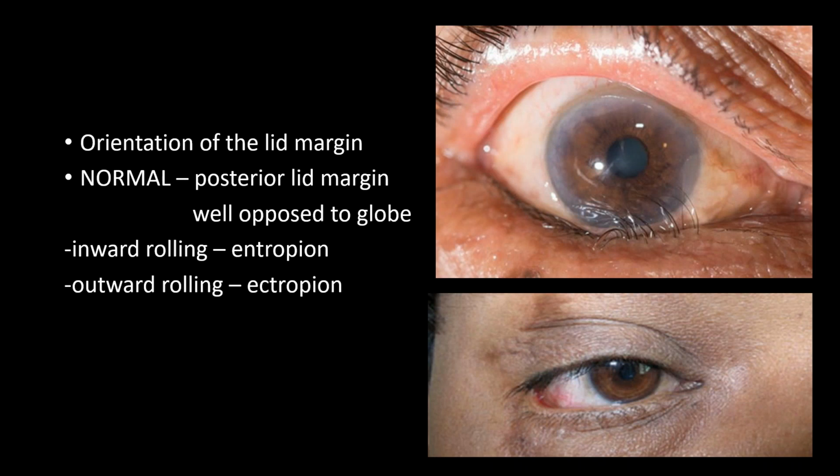In case there is inward rolling of the lid margin, that is called entropion. Why does this happen? Because the anterior lamella rides over the posterior lamella, so it will go inwards. And what is outward rolling? That is ectropion. Why does this happen? Because the posterior lamella overrides the anterior lamella and comes forward. Usually the anterior and posterior lamella are at the same level. Any overriding leads to entropion when the anterior lamella rides over the posterior, and ectropion when the posterior lamella rides over the anterior.